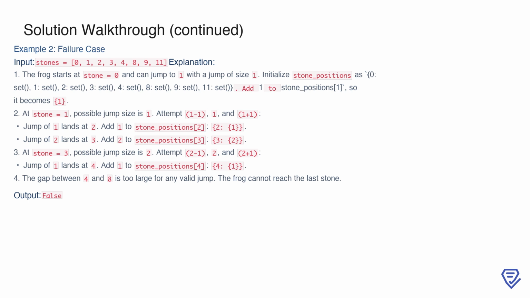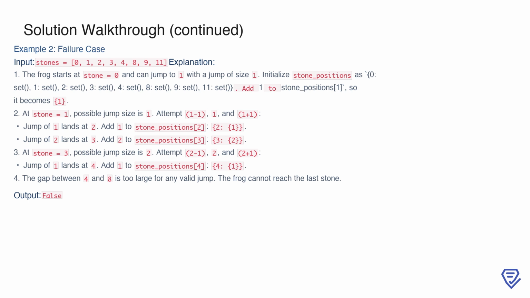The input stones array is 0, 1, 2, 3, 4, 8, 9, 11. The frog starts at stone 0 and can jump to stone 1 with a jump of size 1. We initialize stone_positions to track possible jumps, starting as a dictionary where each stone maps to an empty set. When the frog jumps to stone 1, we add the jump size of 1 to stone_positions[1], making it {1}.